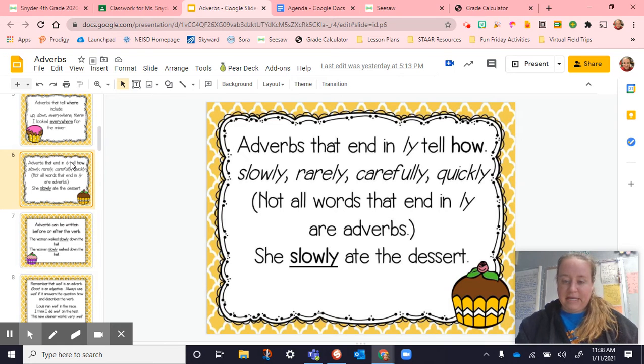All right, adverbs that end in ly tell how. So slowly, rarely, carefully, quickly. Now, a lot of things, but not everything that ends in ly is an adverb. So you can't just see that pattern and think all of them are, but quite a few. So, an example, she ate the dessert. How did she eat the dessert? She slowly ate the dessert.